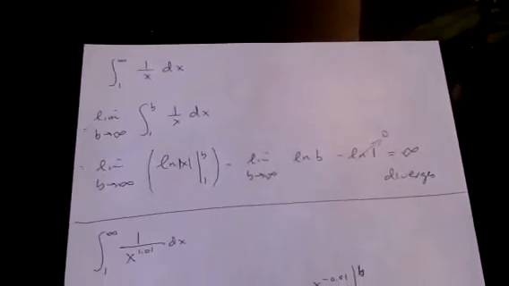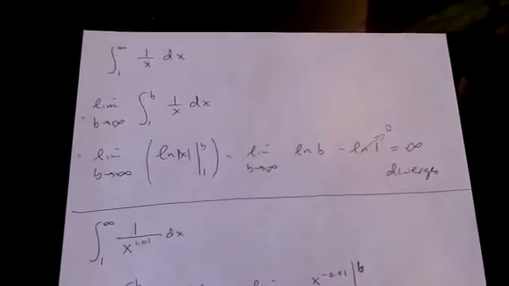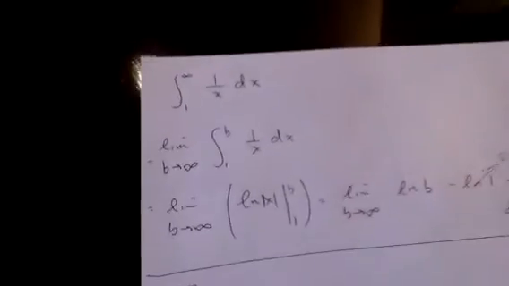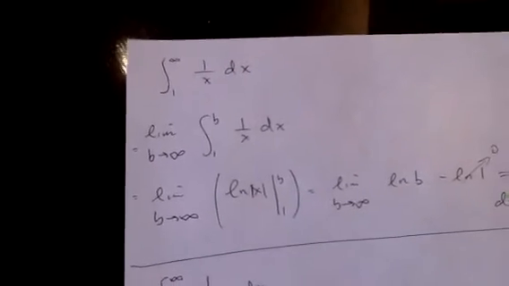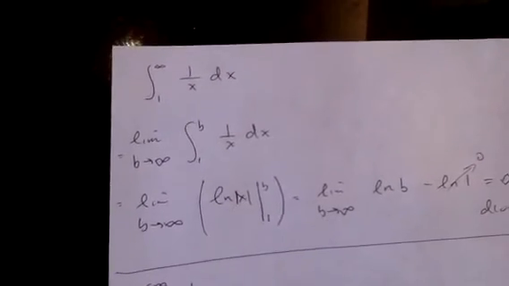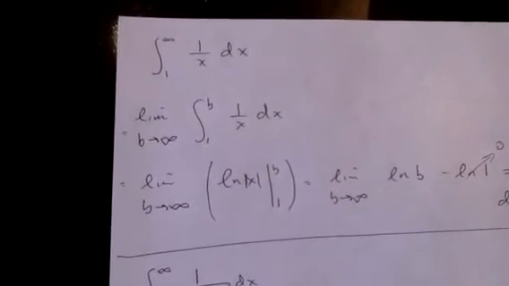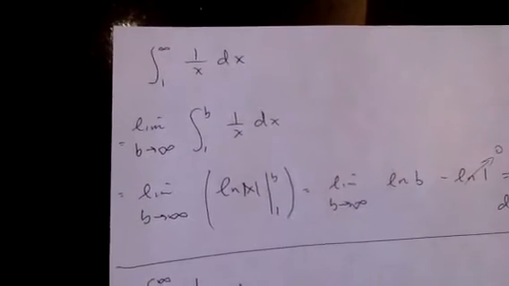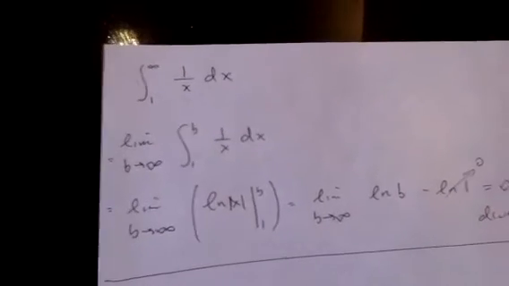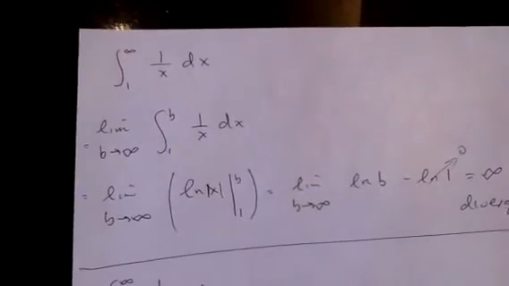Okay, another video quickly on improper integrals, and they relate very closely to series convergence. Now the first one I'm looking at is the integral from 1 to infinity of 1 over x dx. The way I would evaluate that, I'd take the limit as b goes to infinity of the integral from 1 to b of 1 over x dx, the antiderivative being ln of x.